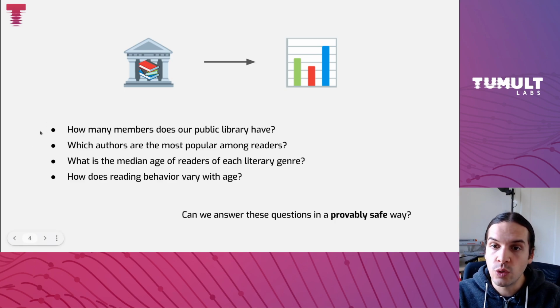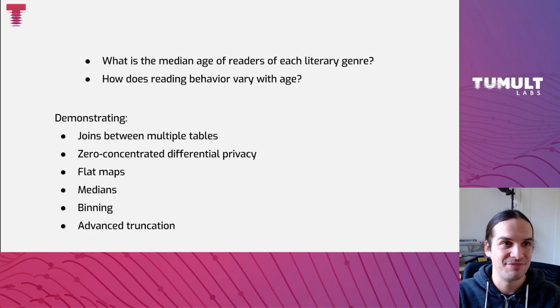We looked at the first two questions from the City Council in the first video, so now we'll focus on the last two. The interesting thing about them is that they combine demographic data, here age, with reading behavior. So we'll need to do things on multiple tables at once. In the process, I'll demonstrate a number of more advanced features of Tumult Analytics.